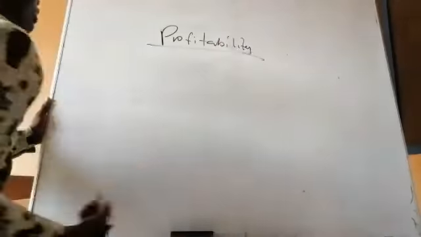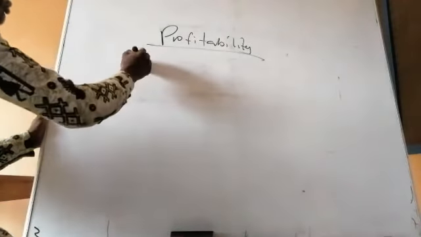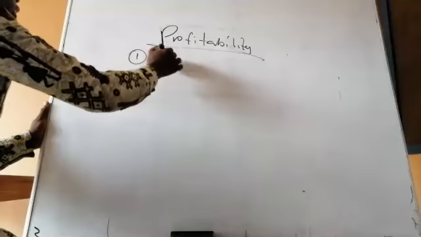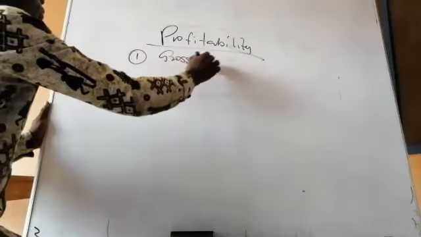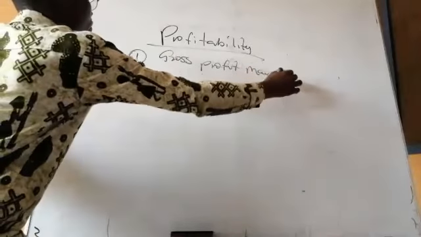The profitability ratios, the big five, what are they? Number 1, the gross profit margin. Gross profit margin.